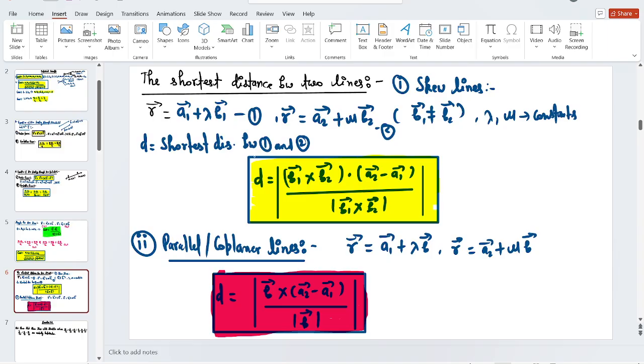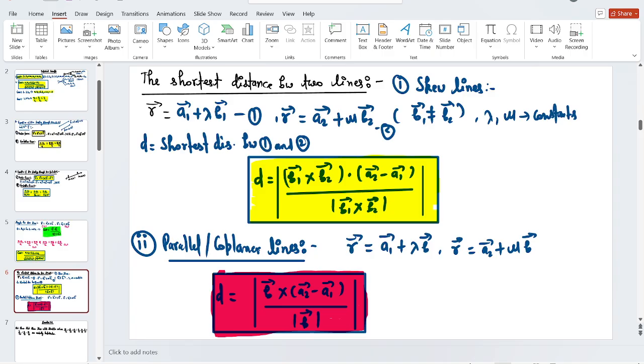Let D be the shortest distance between lines 1 and 2. We use the formula D equals the modulus of (vector b1 cross vector b2) dot (vector a2 minus vector a1) upon the modulus of vector b1 cross vector b2. We know that the distance between two lines should always be non-negative, so we take the modulus of that.